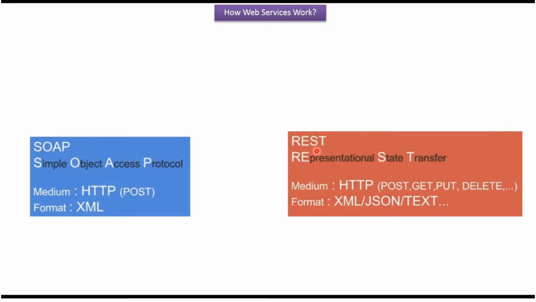The acronym of REST is Representational State Transfer. The medium of REST web service is the HTTP protocol, and it supports methods like POST, GET, PUT, DELETE, and so on. The format of REST web service is XML or JSON or text, and so on. So compared to SOAP web service, REST web service is more flexible.